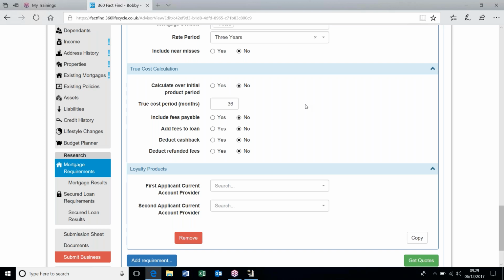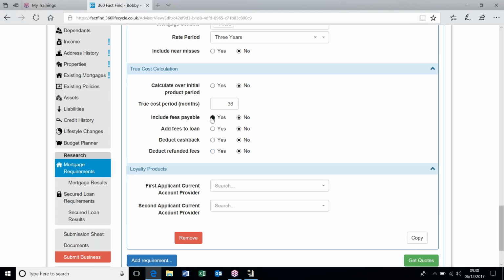And this will then help us compare it more clearly. If you say yes, what it does is the initial period might not be 3 years exactly, so it might be 3 years, 2 months for some mortgages, it might be 2 years, 8 months for others. So if you're looking at a product period, it might not be a true reflection of the actual cost when you compare each mortgage. And then if you want to include these in the true cost calculation, you can include fees payable, whether or not fees are being added to the loan, you can add that in as part of the calculation. You can deduct cash back, and you can deduct refunded fees.